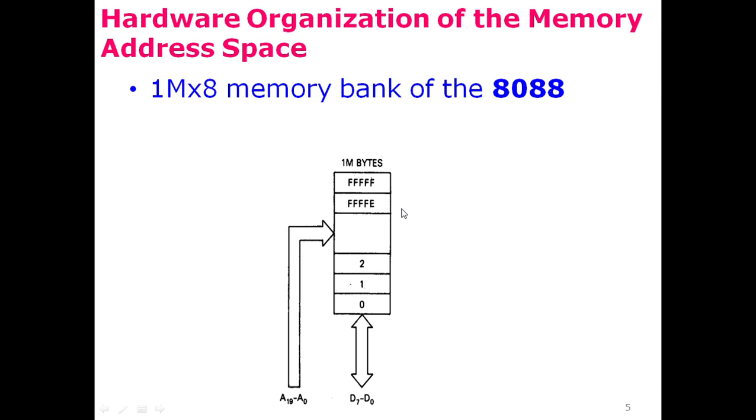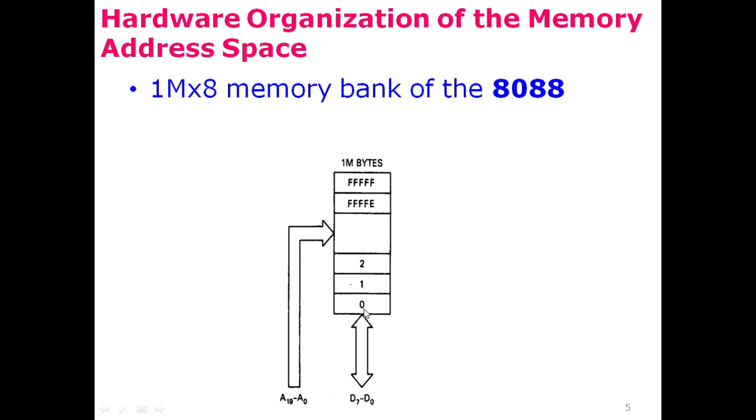If we have 1 mega locations, they are numbered starting from 0, 1, 2, until the final address. It is a 20-bit address, so 20 bits are sufficient to address these 1 mega locations uniquely. The first location is all zeros, and the final address is FFFFF, which is all ones, 20 ones in binary. So this 1 megabyte of memory is organized with 1 mega locations, each with a capacity of 1 byte, and it is connected with an 8-bit data bus designated D0 till D7.